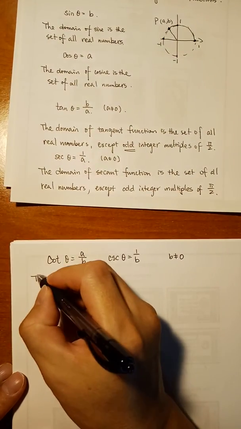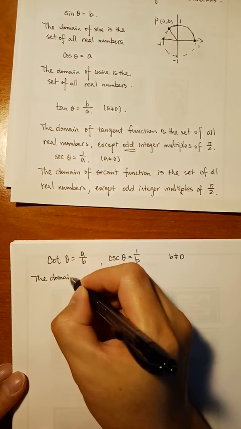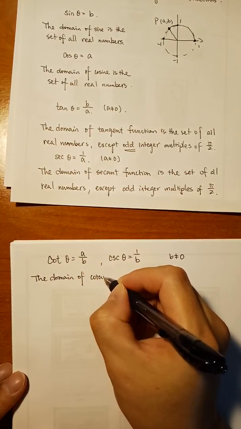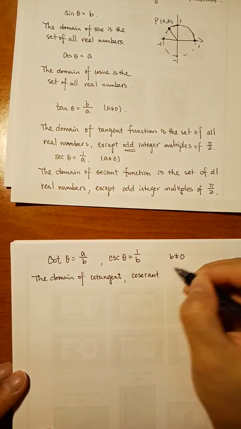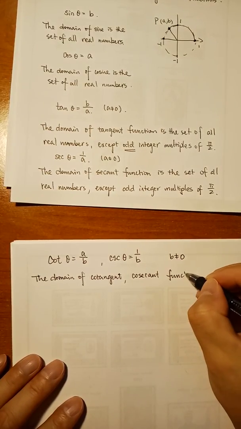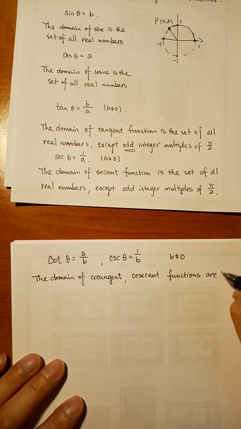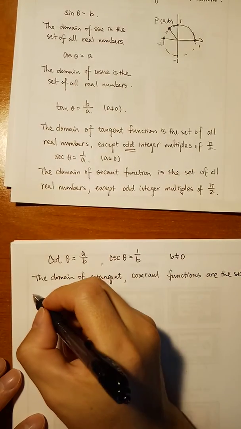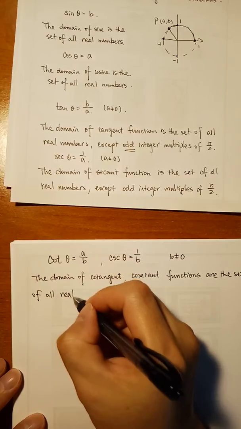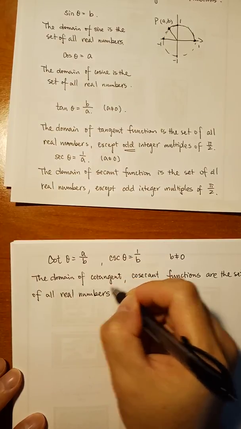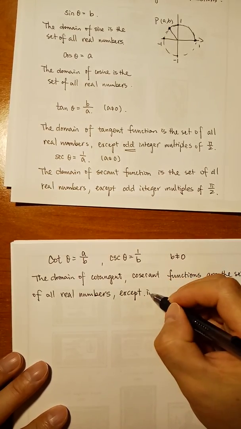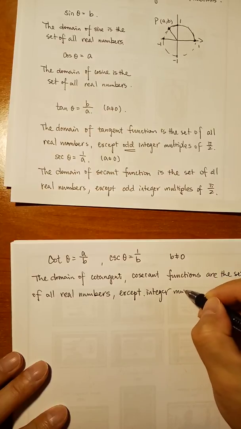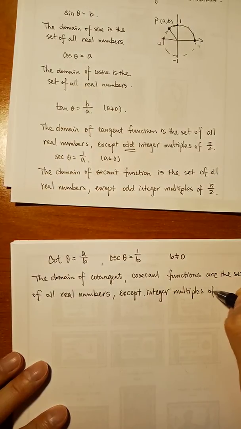So the domain of cotangent and cosecant functions are the set of all real numbers except integer multiples of pi.